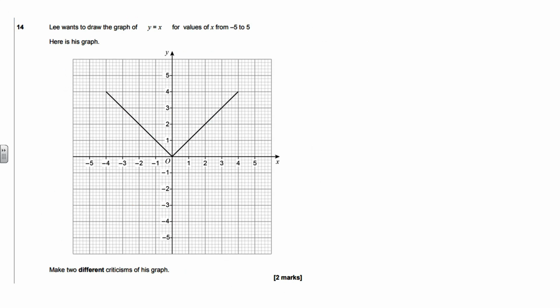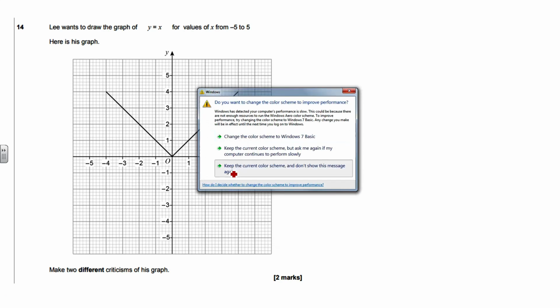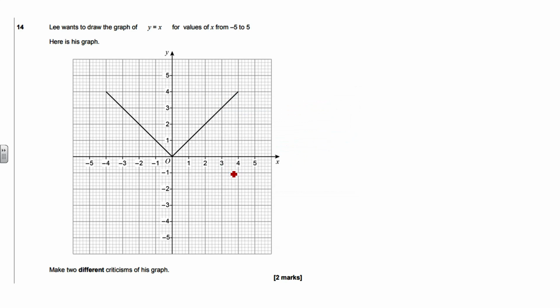Okay, question 14. Lee wants to draw the graph of y equals x for values of x from -5 to 5. Here is his graph. Make 2 different criticisms of the graph. Well, looking at it immediately, I would say that the issue we've got here is, first of all, the line y equals x should be a perfect diagonal line going through 0, 0 like that. So -1 on the x-axis should be at -1 on the y, and so on and so forth. And so we should be getting a line like that.